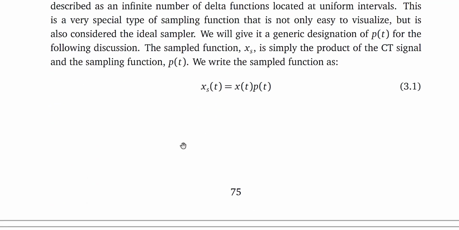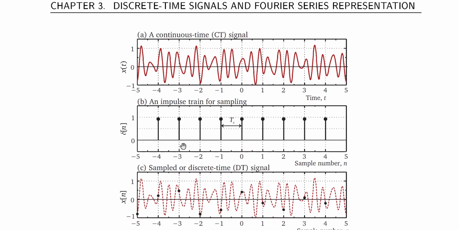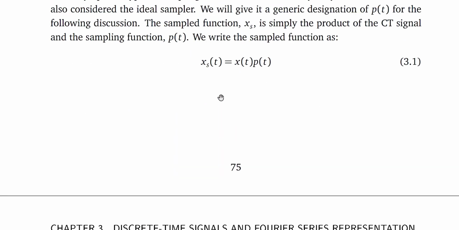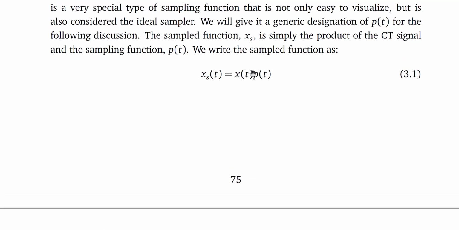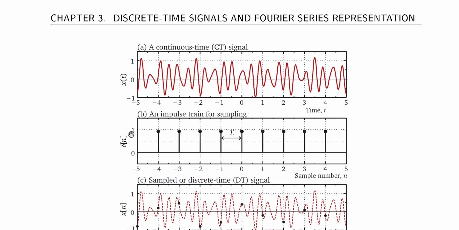So let me just go over how the sampling is done. The way sampling is done is you pick a sampling function. Here I call a sampling function p of t, and in this case we picked an impulse train, and the time between the two impulses for sampling purposes is the period of the sampled signal.